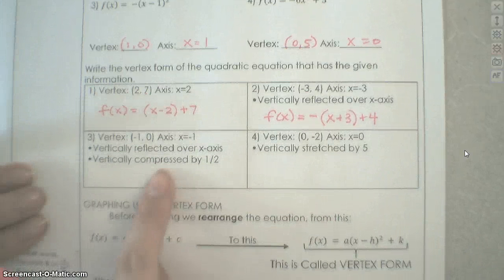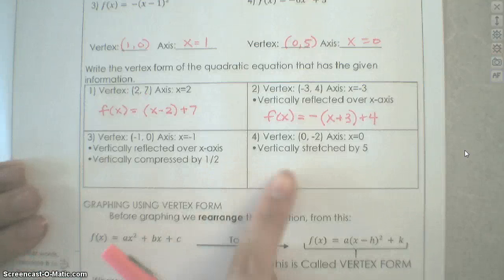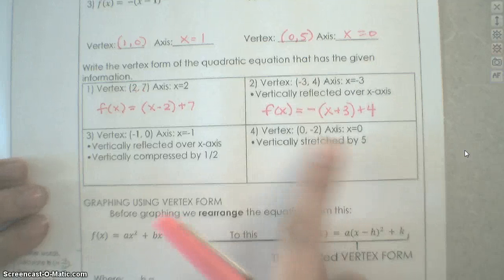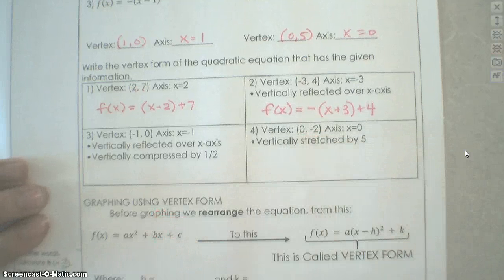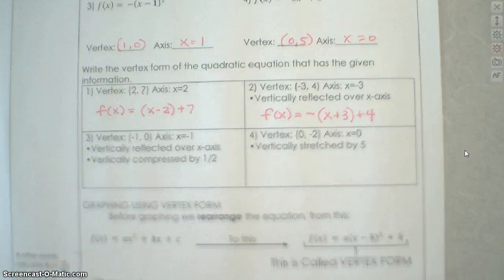The vertical compression, remember, is going to go out front, and it's just a 1/2 out front. A vertical stretch goes out front, and it's just going to be a 5 out front. And then put your stuff inside and outside wherever it goes. Make sure to do the opposite. So try those. Pause the video. And here are your answers.